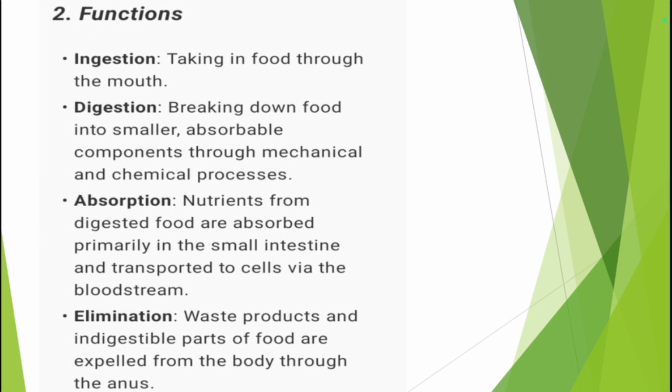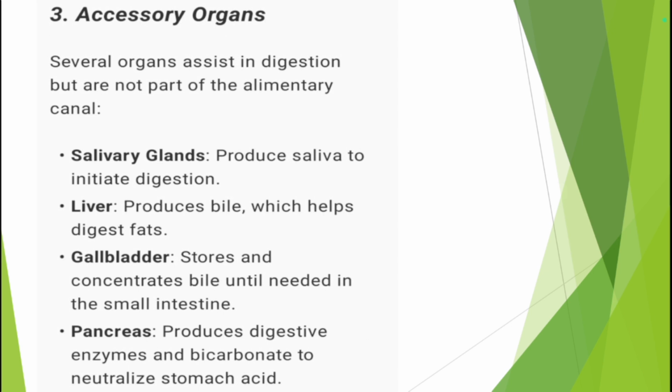Then accessory organs. We read about the alimentary canal, but there are also some organs which help in the process of digestion. So, what are they? The first one is the salivary gland. Salivary gland is not a part of the alimentary canal, but still it helps in the digestion, the 30% digestion of carbohydrate in the mouth.